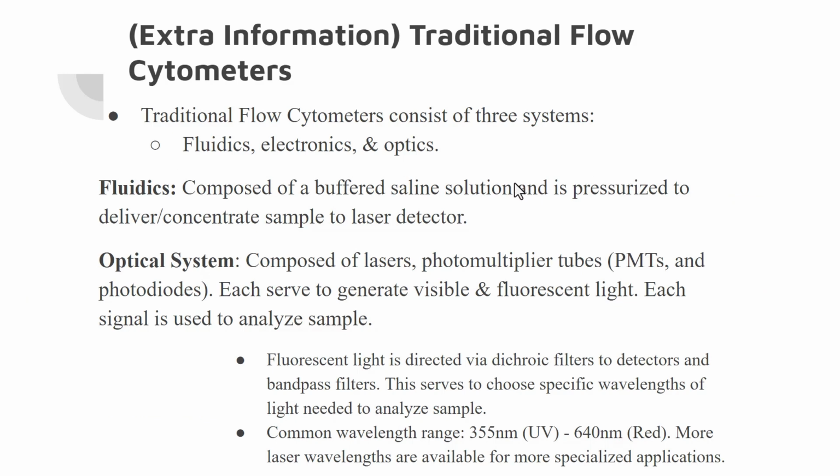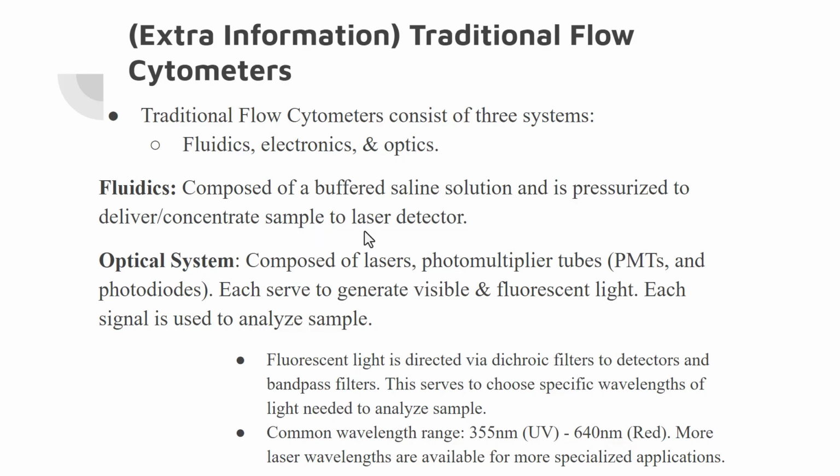So traditional flow cytometers are really going to consist of three systems, and we've really already talked about these systems earlier in the presentation. They're going to be composed of a fluidic system, electronic system, and an optic system. So remember, the fluidic system is going to be composed of a buffered saline solution, and it's pressurized to deliver and concentrate the sample to the laser detector.